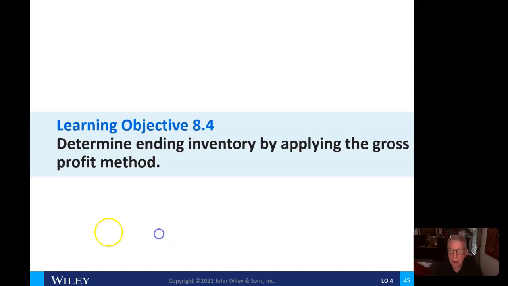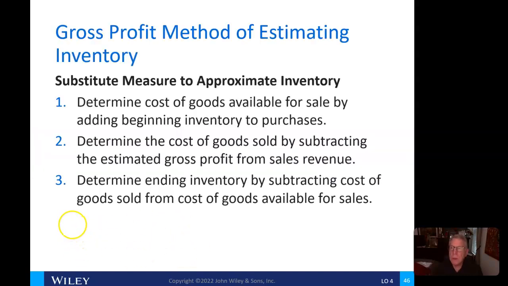So here we will look at determining the cost of goods available for sale by adding beginning inventory to purchases. Pretty standard there. Then number 2, determine the cost of goods sold by subtracting the estimated gross profit from sales revenue. Pretty easy there. And number 3, determining ending inventory by subtracting the cost of goods sold from the cost of goods available for sale.